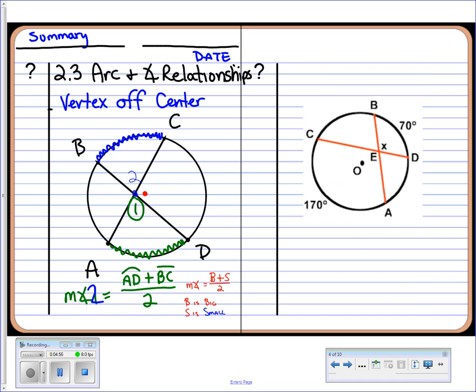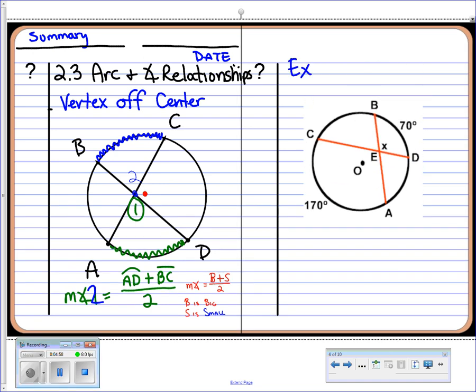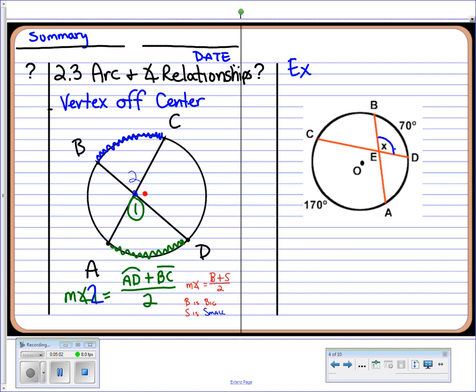And let's look at an example. Now let's just analyze this a little bit. We see the angle X is right here, and there are two arcs associated with it. This one here that's directly across from it, and of course the one that the vertical angle cuts. So here's our second one. So now this is what we know.